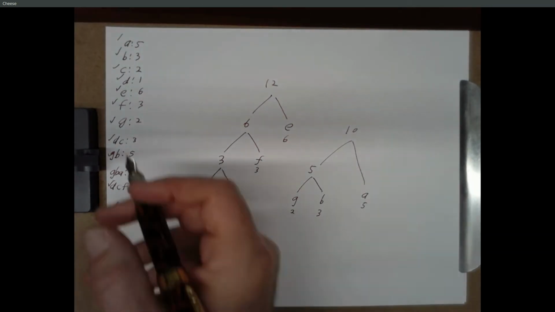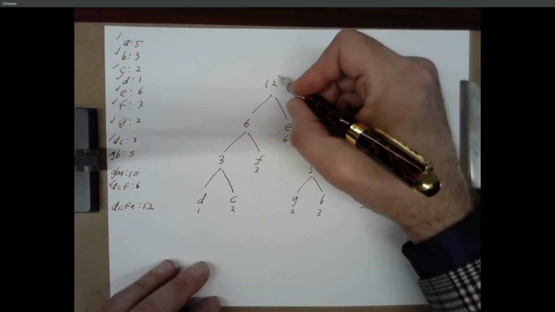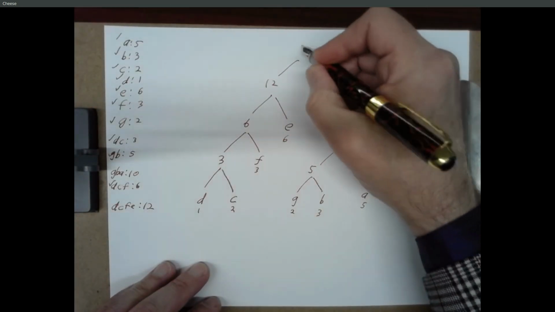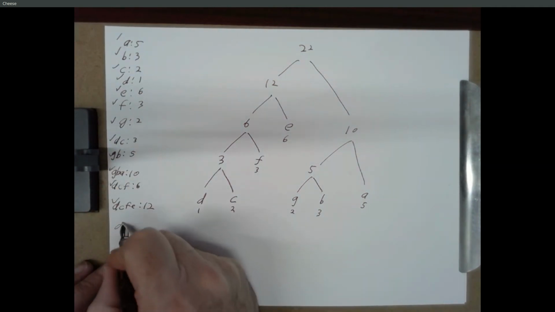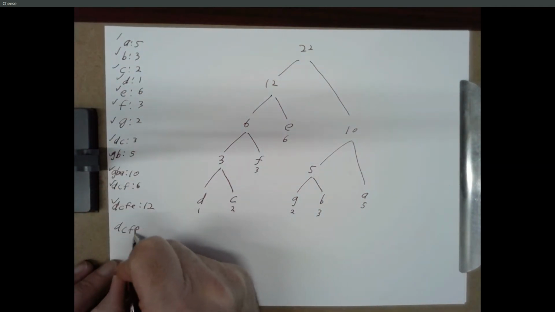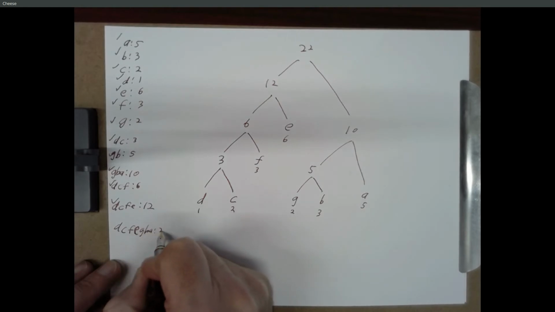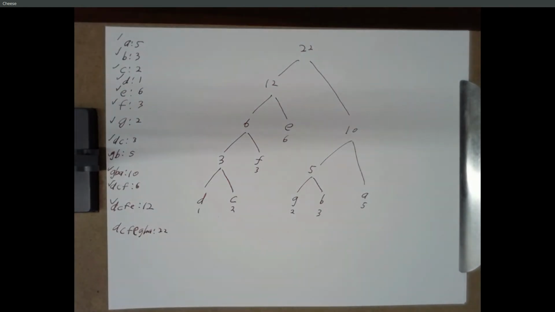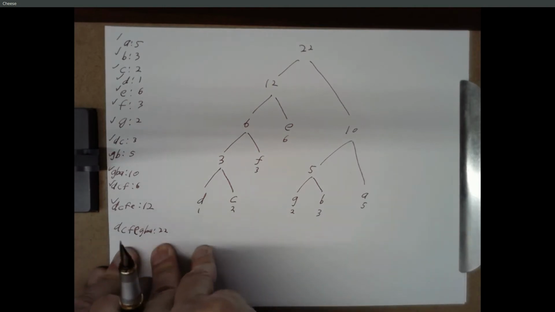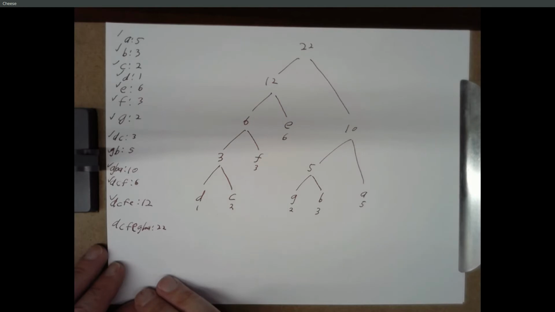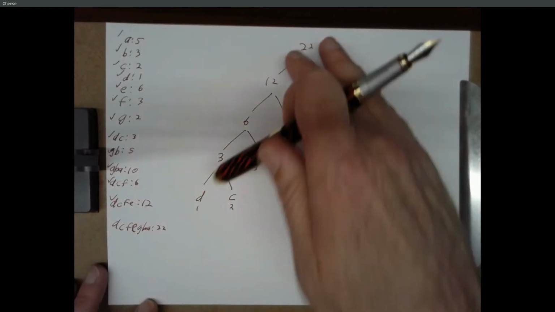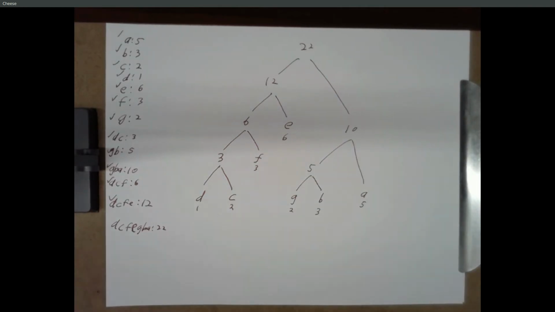And I think those are our only things left. So I'm going to combine those into a 22. And I can call that DCFEGBA 22. And so I'll remove that as the lowest frequency. And then there's nothing else in our heap, right? There's no other child to pair with this. So this is going to be the root of our tree, and we're done with the encoding piece.